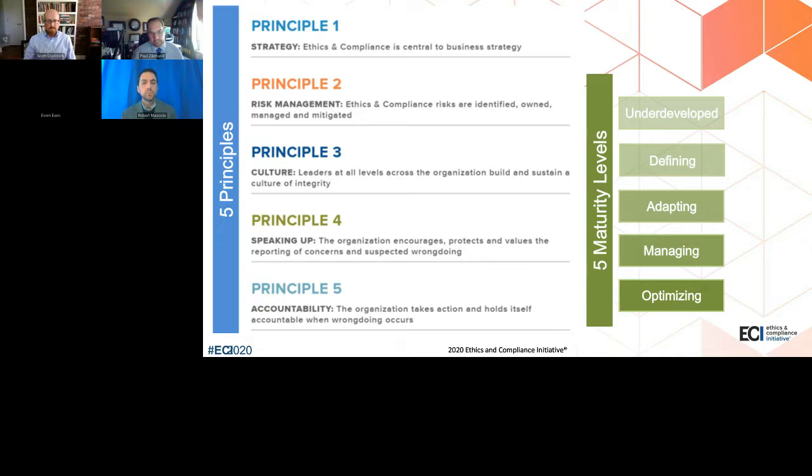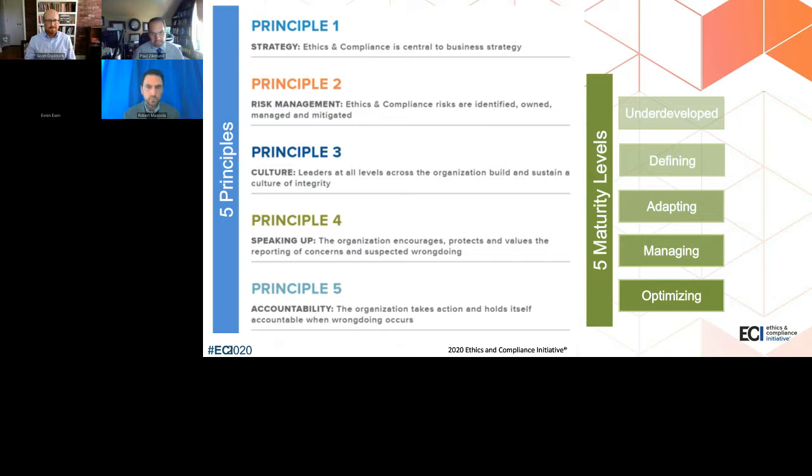And we look at providing different levels of maturity for each one. So when you think about your current ethics and compliance programs, are you at an underdeveloped level of maturity, or are you optimized? One of the things that we'll talk about in a few moments is you may not be at the same level of maturity for each of these principles, and that might be by design, or it might be because you have opportunities to improve your program.